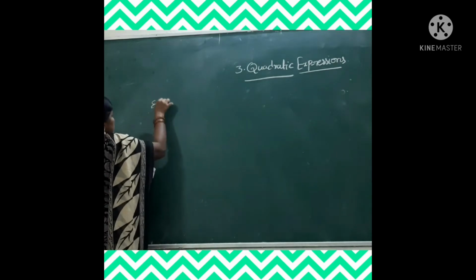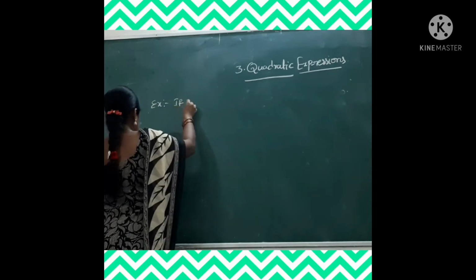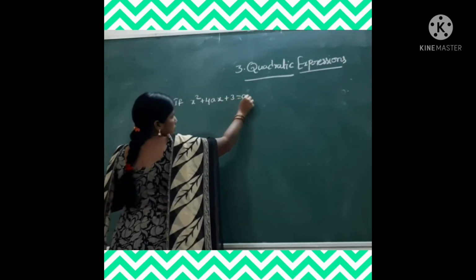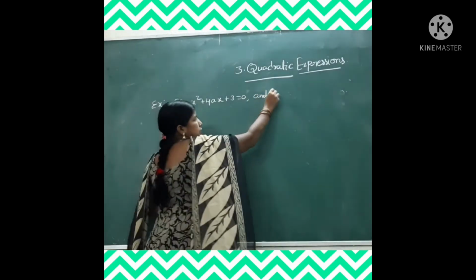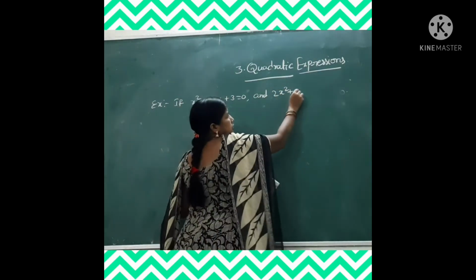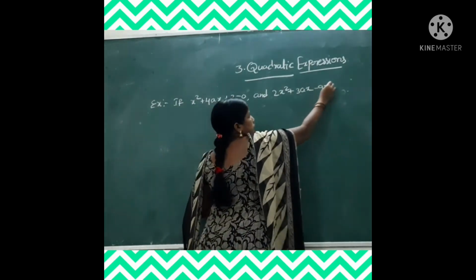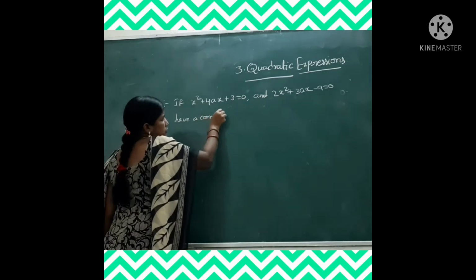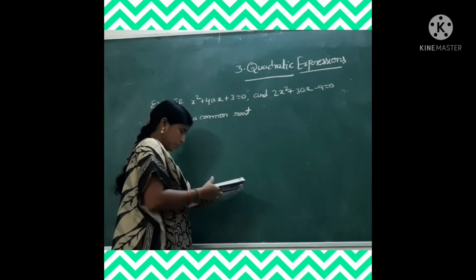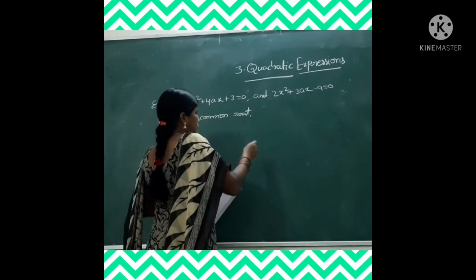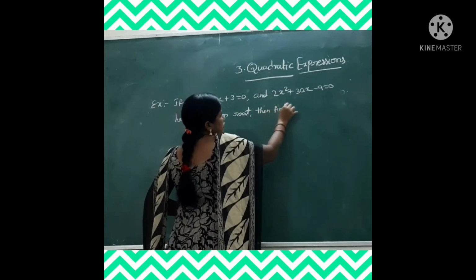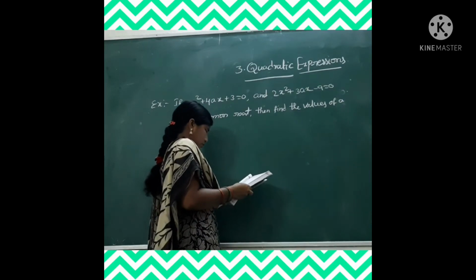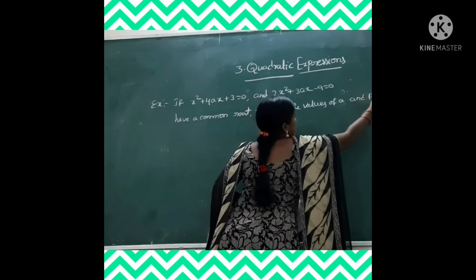For example, if x square plus 4ax plus 3 is equal to 0 and 2x square plus 3ax minus 9 is equal to 0 have a common root, then find the values of a and the common roots.